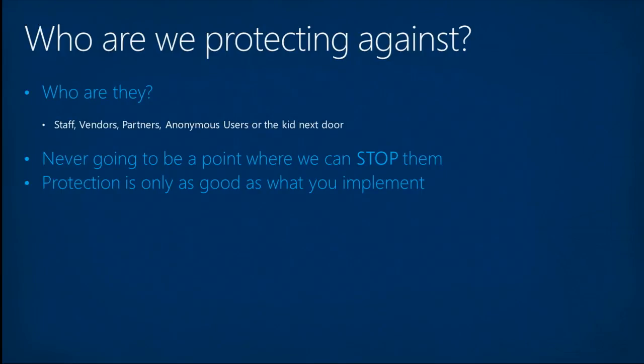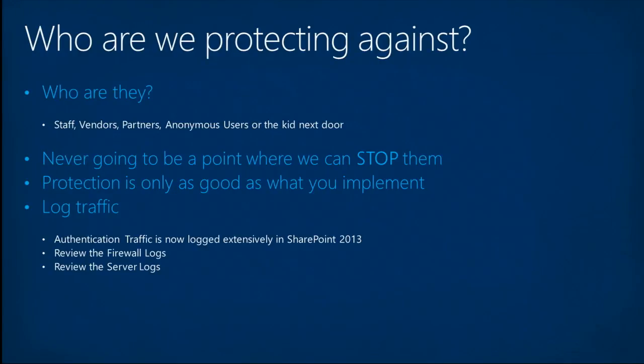Protection is only as good as what you implement. If you implement badly, then you have a problem. This is a good one. Log the traffic. Now in 2013, authentication requests, FedAuth token requests are all logged inside SharePoint. 2010 didn't do that. There was no login. It just went, they logged in. There was nothing else. Now we can even find out what made them log out, what was the reason why they were rejected, and all that information is now stored inside SharePoint. So we can run reports on this one.